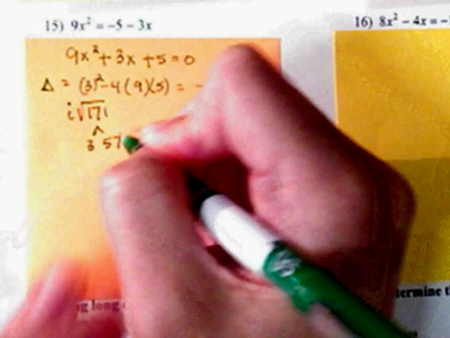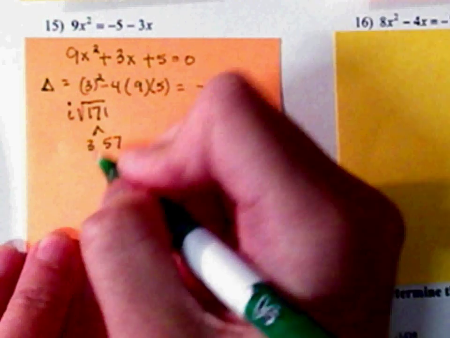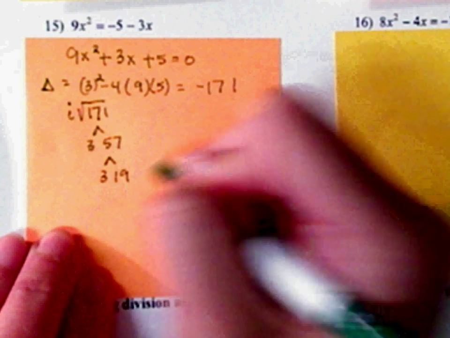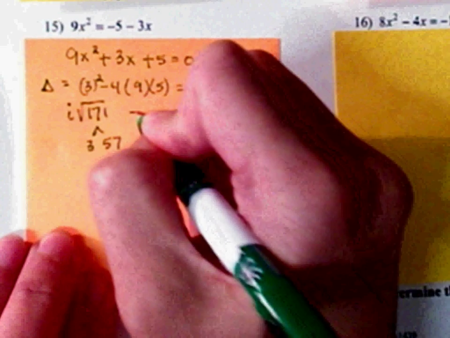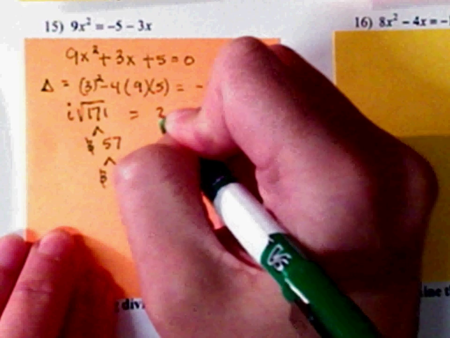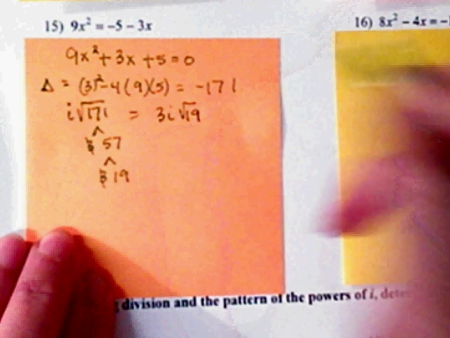That'll work. 171 divided by 3 is 57, and 57 divided by 3 is 19. Nothing else goes into that. So 2 of a kind. So this is 3i square root of 19. Okay.